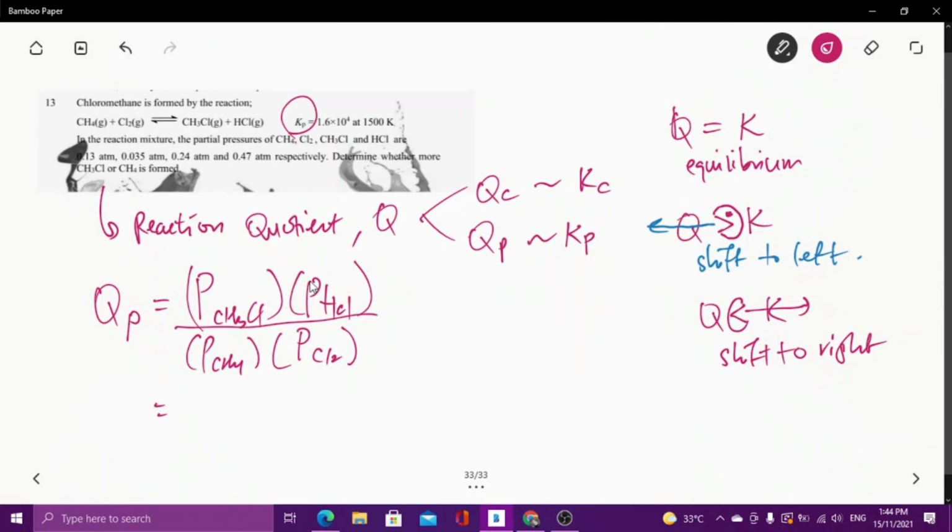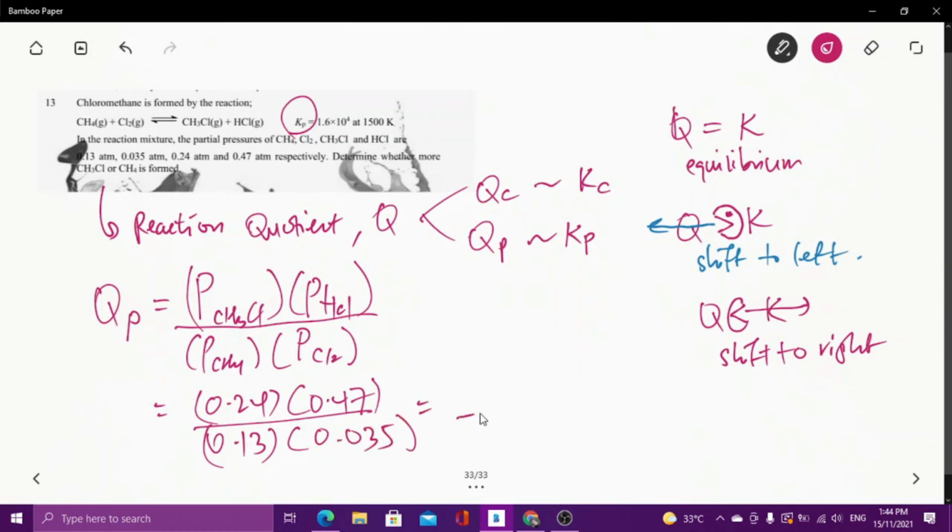Masukkan nilai bagi setiap satu. So kita ada CH3Cl dulu. CH3Cl kita ada 0.24, and then kita ada 0.47 bahagikan dengan 0.13 dan darab dengan 0.035. So calculate the value bagi QP dia dekat sini dapat berapa, and then you'll see that if the value is greater or the value of Q is smaller than K.